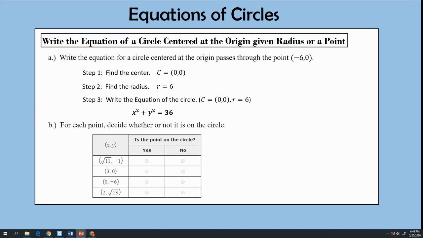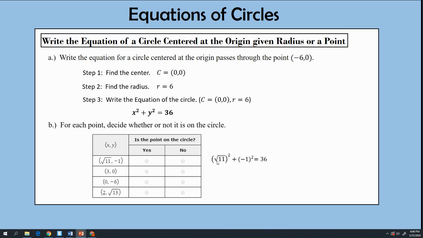Now, the second part of this question is going to say this: determine whether or not each one of these ordered pairs would be on the circle of x squared plus y squared equals 36. So is the square root of 11 comma -1, is that ordered pair on the circle? Well, again, remember that I said the equation you get is going to generate xy ordered pairs that are on the circle. So if they give me one, I'm just going to plug it in and see if it makes it true. If this makes it true, then that point's on the circle. If it's not true, it's not on the circle.